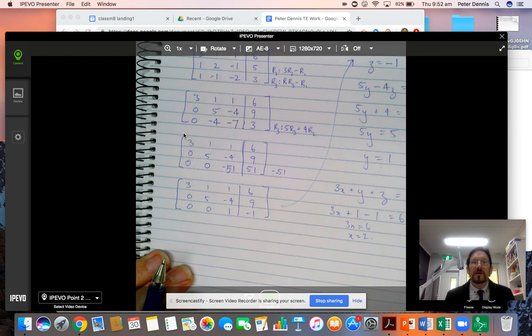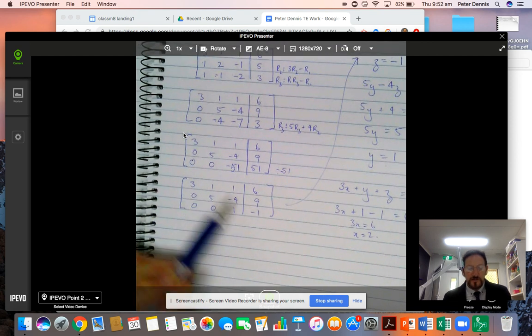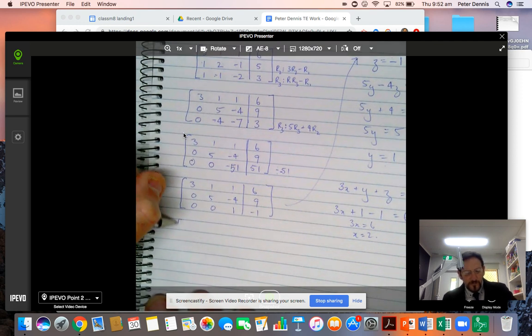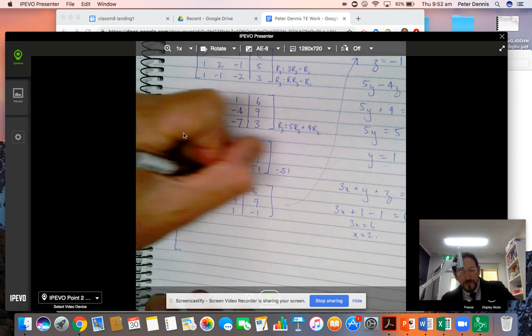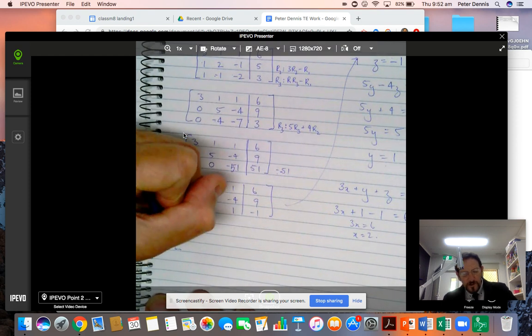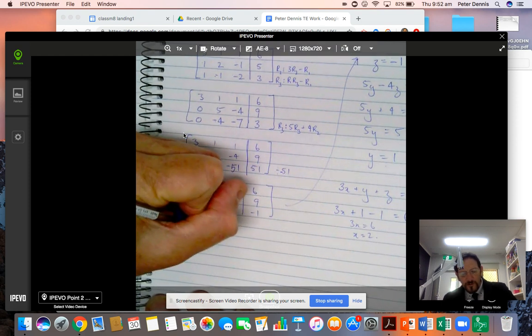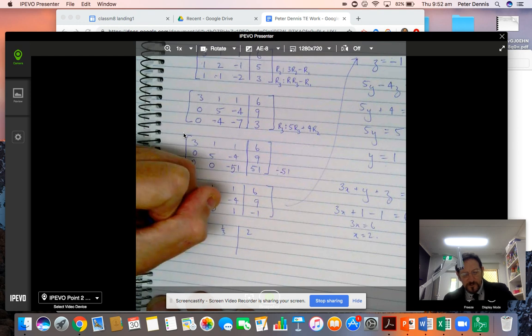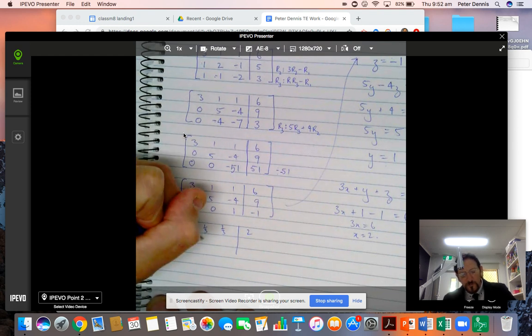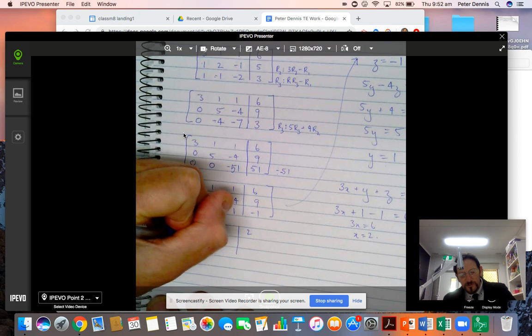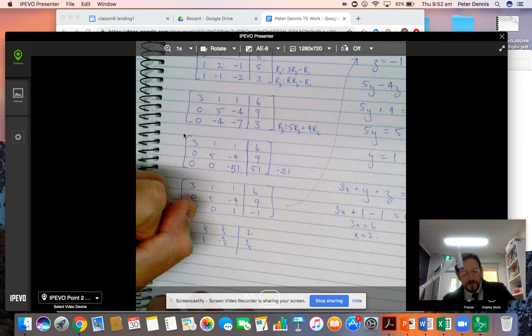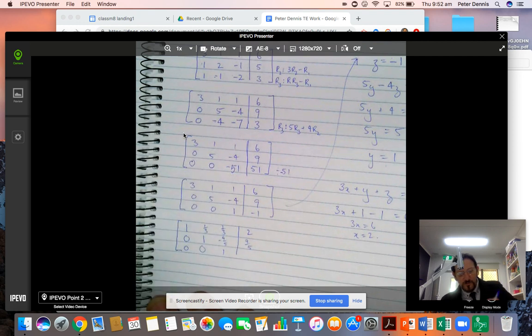The only other thing that we might do is try to take this down so there's 1s across the diagonal here. That would mean dividing this by 3. So we get 1, 1/3, 1/3, 2. We'd obviously divide this by 5 and we get a 0, 1, minus 4/5, 9/5. And obviously this one just stays as is, 0, 0, 1, minus 1.